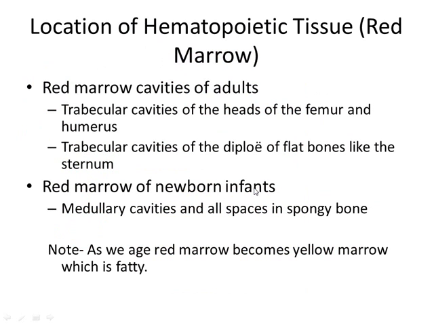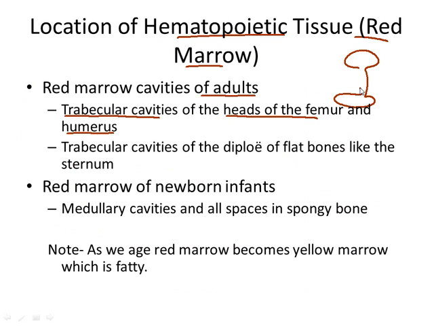Now this is a little bit of review. Where is that hematopoietic or red marrow tissue? It's a difference between adults and children. In adults, we have red marrow to make blood cells in the head of the femur and in the head of the humerus, in those trabecular cavities, in the heads, in the epiphyses. That's where you have the red marrow. All the stuff in the diaphysis is yellow marrow. And you also have red marrow in the sternum, inside those trabecular cavities.